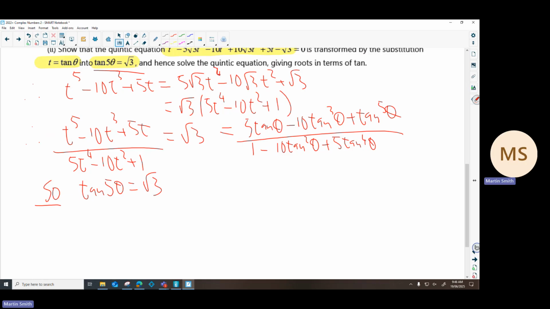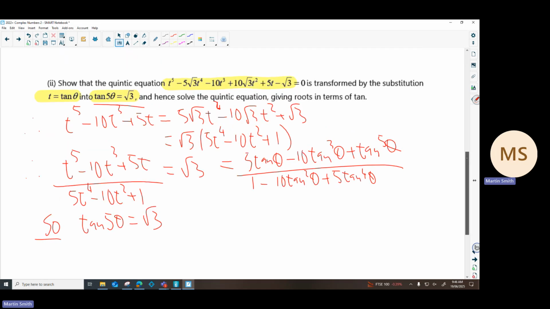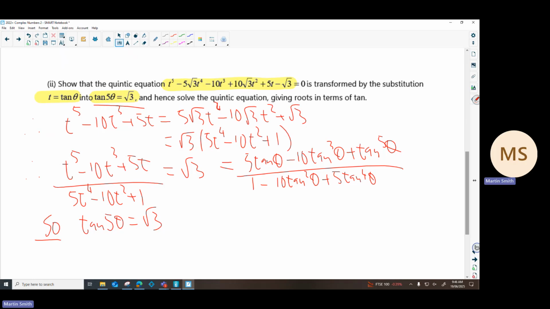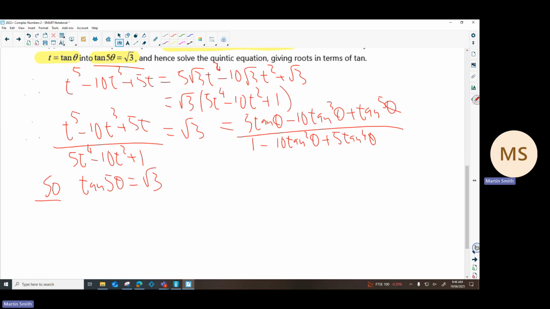Now, a little bit of mathematical common sense is required. This is a quintic equation. It's a power 5 equation. So consequently, we should expect that there will be 5 solutions for t. A quadratic has 2 solutions, a cubic has 3, a quartic has 4, a quintic has 5. This therefore means I need 5 solutions for theta. So if you inverse tan both sides, you get 5 theta is arctan or inverse tan of root 3.